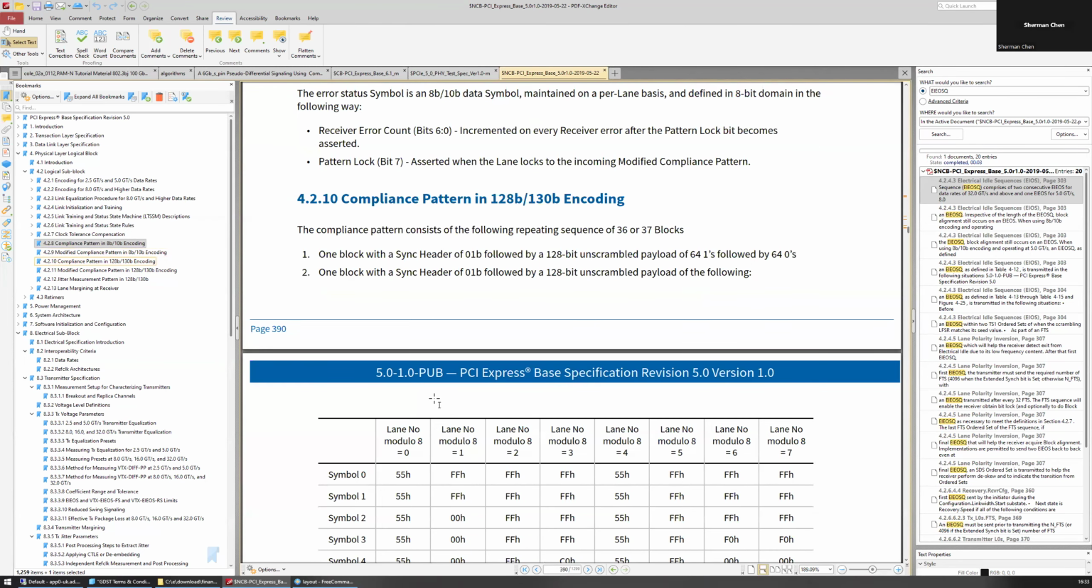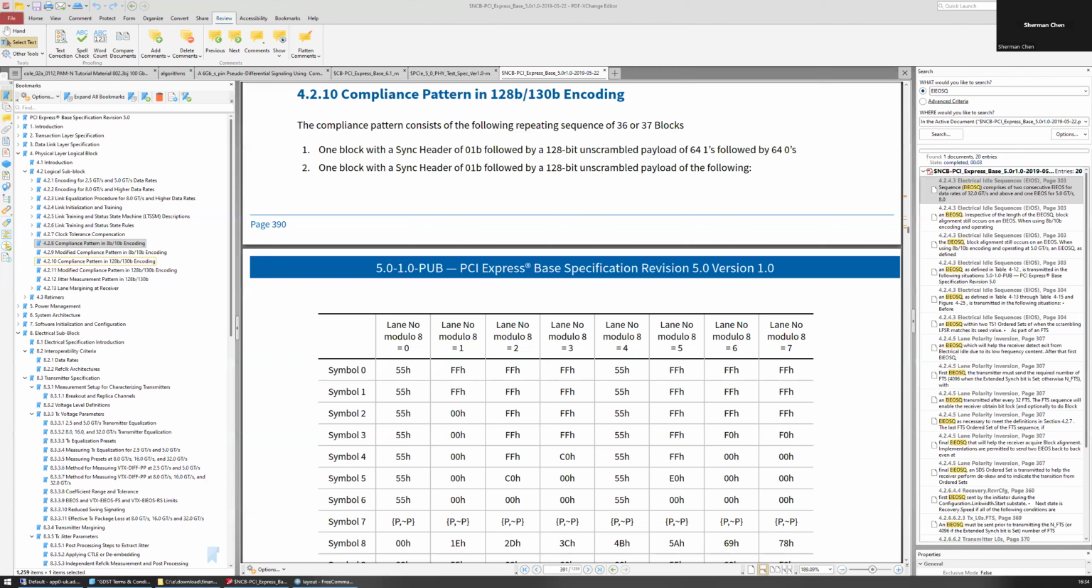Next, we move on to the compliance pattern for 128b/130b encoding. A question to you, my dear audience. Which generations of PCIe standards use 8b/10b, and which generations use 128b/130b as their encoding format? Please put your answer in the comments. Thank you.